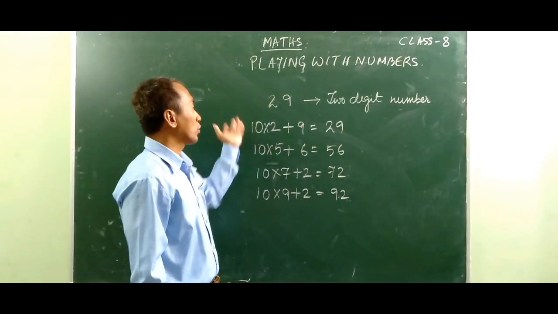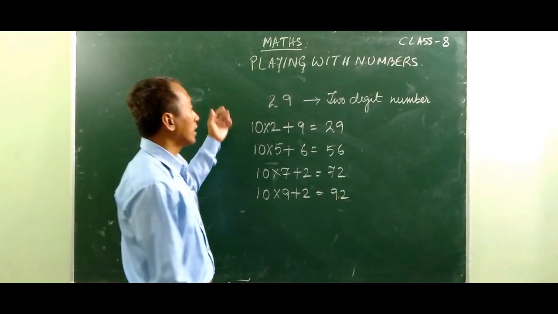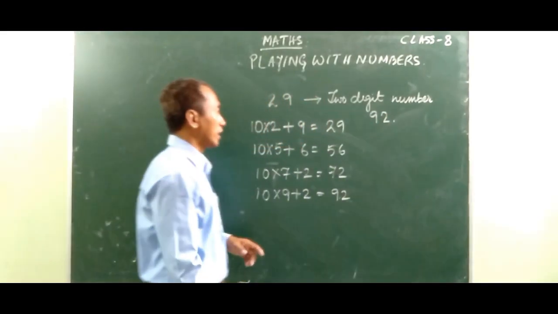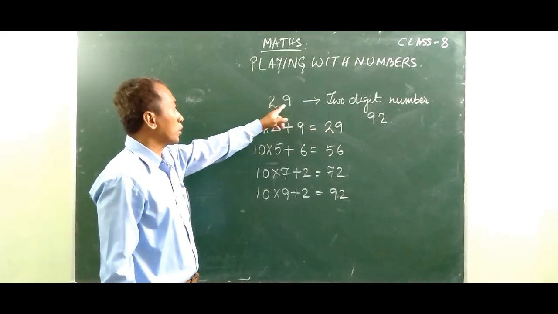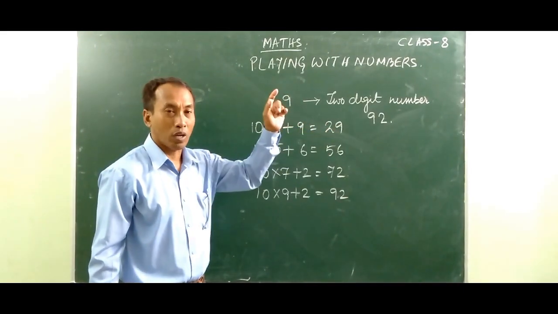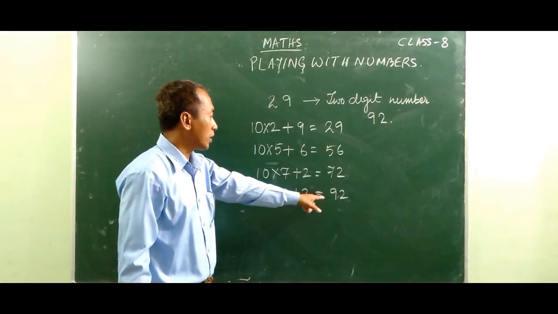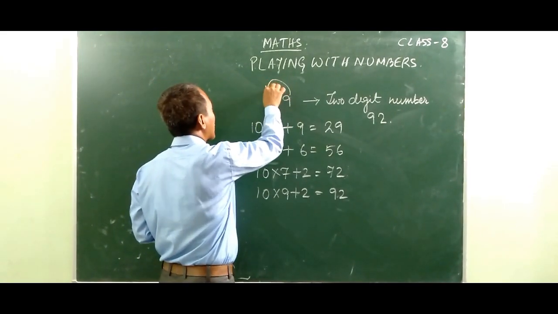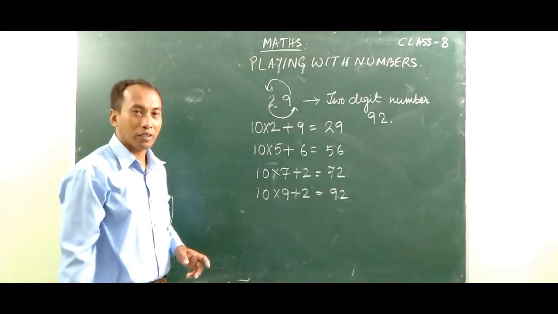How to reverse a 2-digit number? How to reverse 29? The reverse of 29 is 92. How do we get 92? 10 into 9 plus 2 is 92. That means the unit place goes to the tens place and the tens place comes to the unit place. Then it is the reverse.